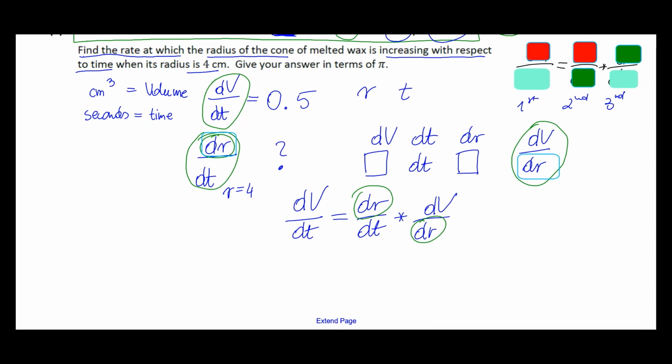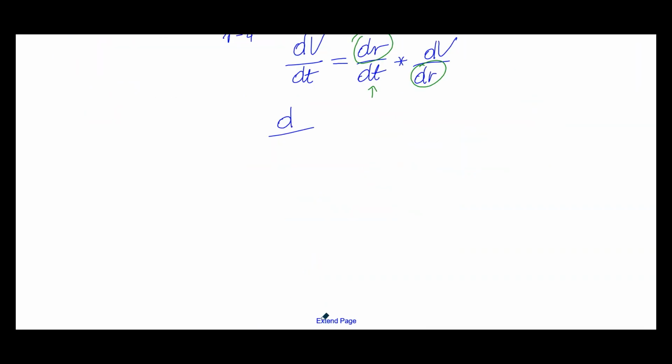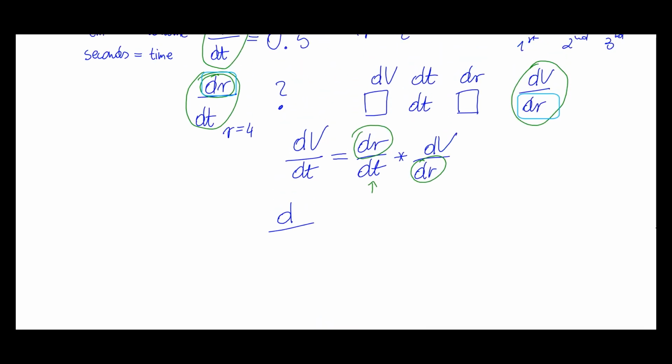Okay. Now, which one am I looking for? I'm looking for this one. So that means that I have to take what happened here with v? dv dt has to be divided by this derivative, isn't it? dv dr. And that means I'm going to get dr dt.